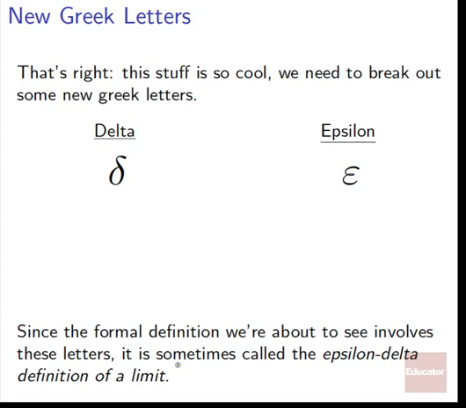All right, so we're going to need some new Greek letters before we get started. That's right, this stuff is so cool, we need to break out the new Greek letters. So our first one is delta, and both of these are the lowercase versions. So delta, lowercase delta, and lowercase epsilon.